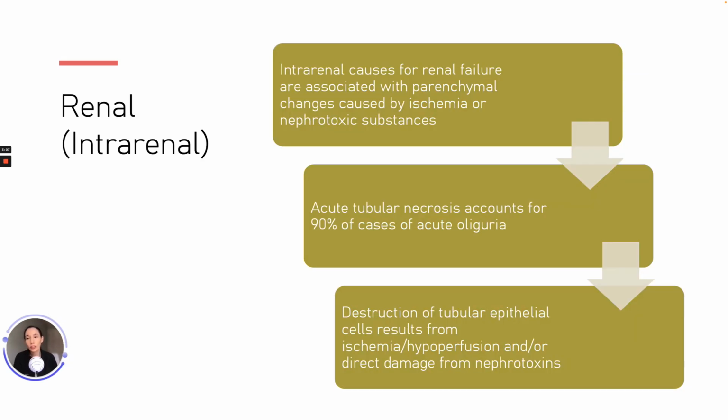There's also renal or intrarenal failure. The causes for this are associated with parenchymal changes caused by ischemia or nephrotoxic substances. Acute tubular necrosis accounts for 90% of the causes of acute oliguria, and destruction of tubular epithelial cells results from ischemia, hypoperfusion, and/or direct damage from nephrotoxins. So again, we'll remember that this one is caused mostly by nephrotoxins.